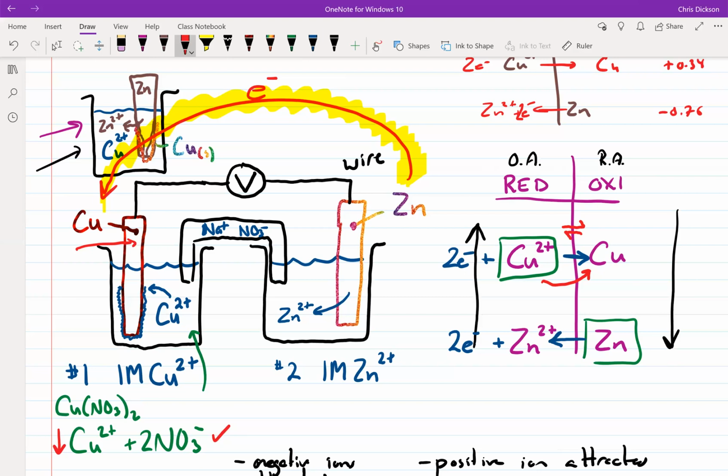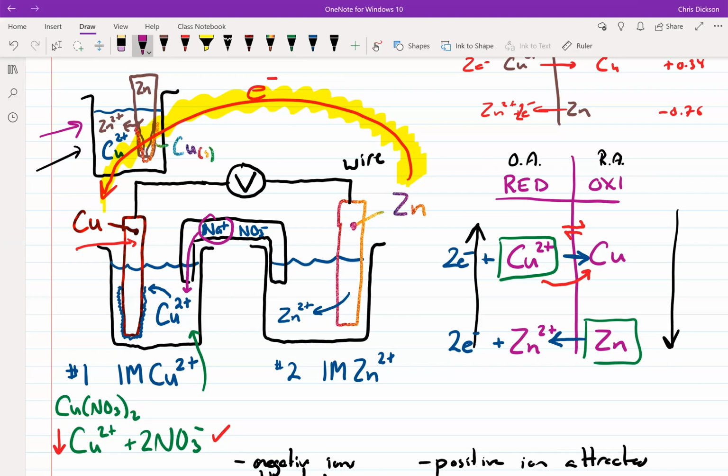So what happens is you get this imbalance of charge as soon as reduction oxidation occurs. So the salt bridge's purpose is to try to stabilize that balance. You're removing copper ions from solution, so the positive charge is going down. And what you would notice is that the sodium ions in the salt bridge would start to migrate into that beaker.